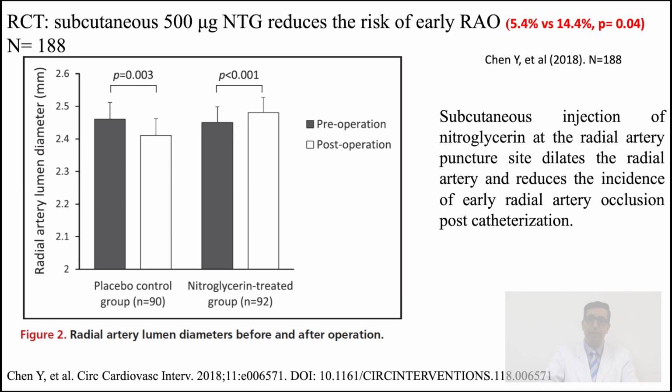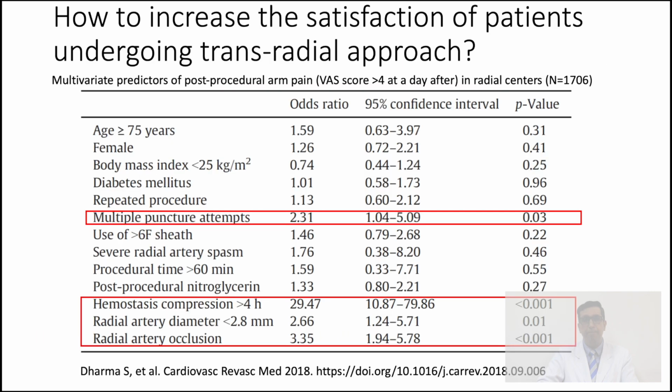This randomized controlled trial showed that the use of subcutaneous injection of 500 micrograms of nitroglycerin was associated with a reduced risk of radial artery occlusion and may dilate the radial artery compared to placebo.